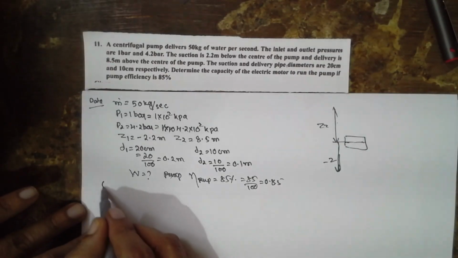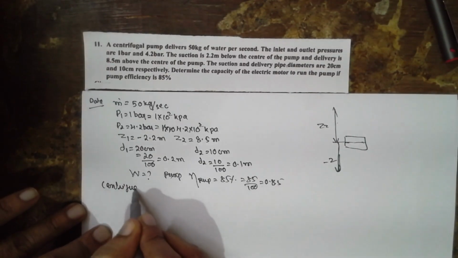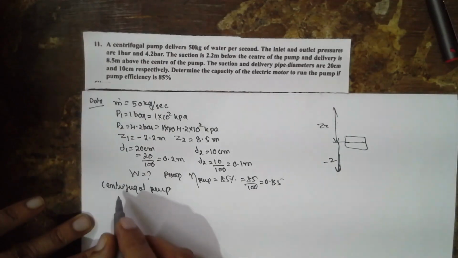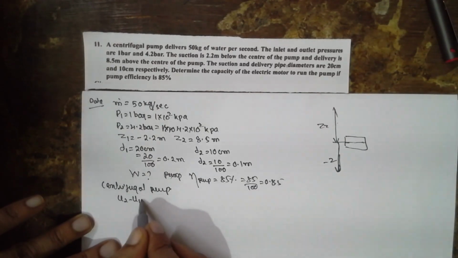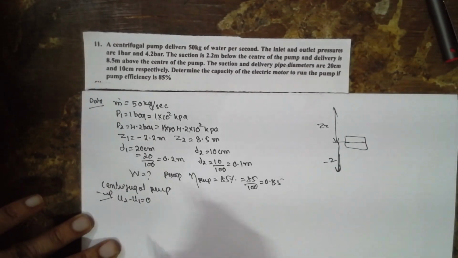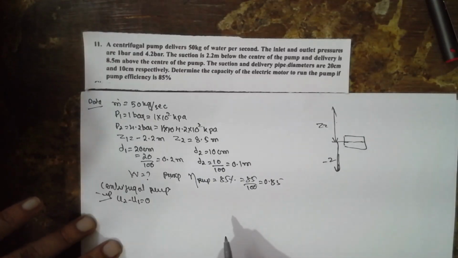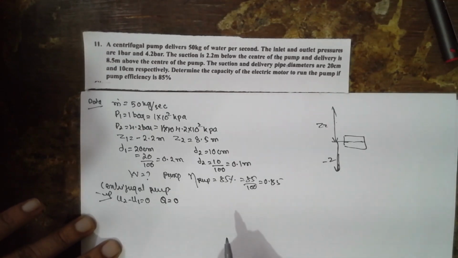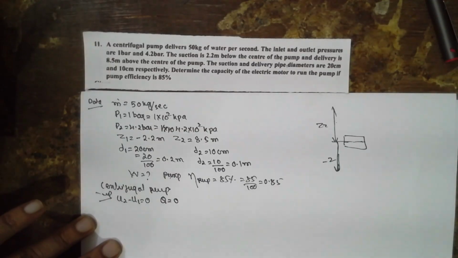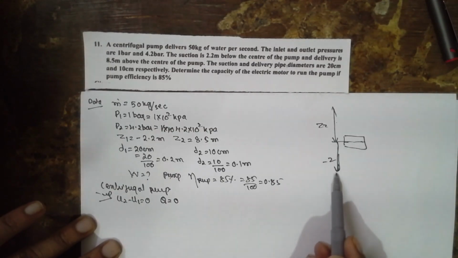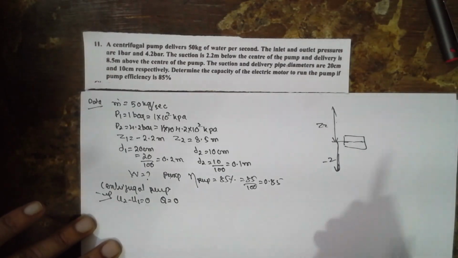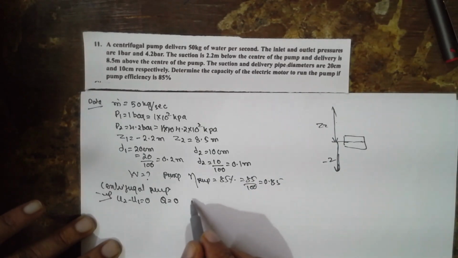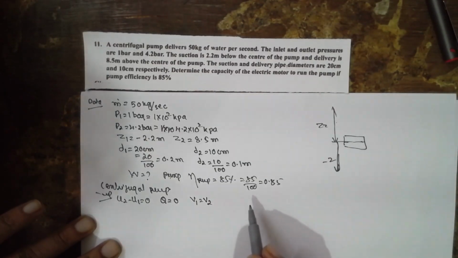It's the concept of a centrifugal pump. In the centrifugal pump, some conditions are there. The conditions are that U2 minus U1 will be 0. This is very important. The internal energy change in centrifugal pumps is 0. And there is no heat transfer, so Q will be 0 here. And the volume with respect to inlet and outlet will be equal. The volume is nothing but the water, which cannot be compressed. Therefore, we consider V1 is equal to V2.